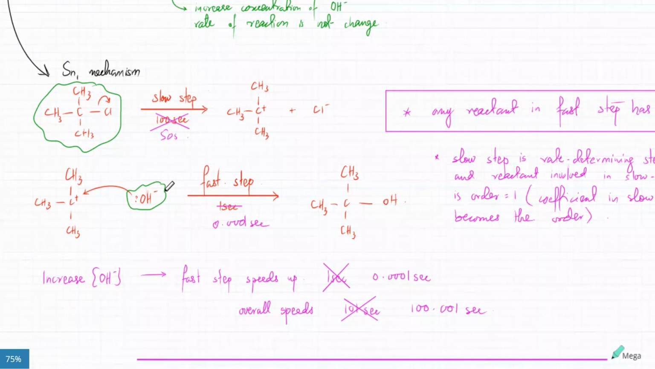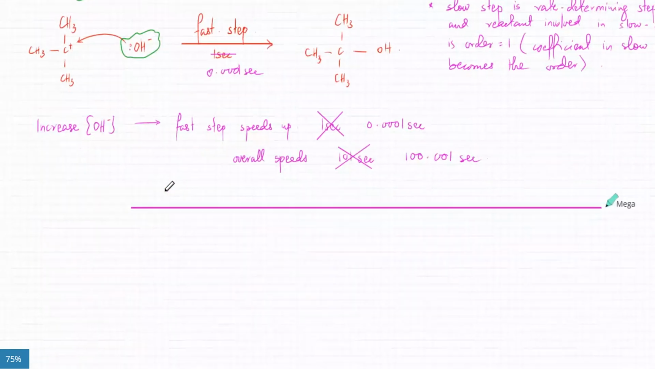So then we're going to add another thing. So how do we get order 2 then? So let's talk about a reaction that has order 2.